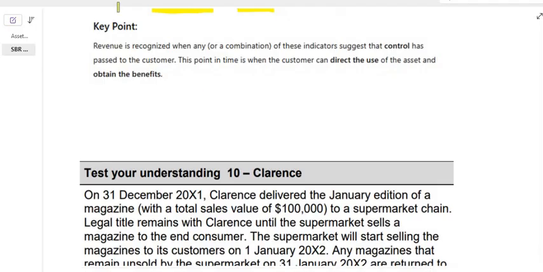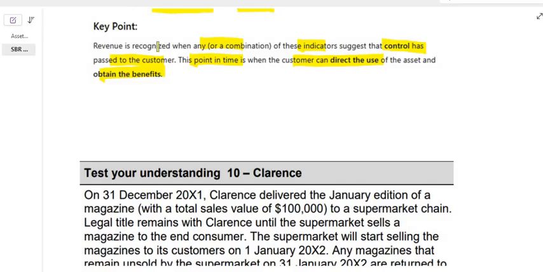Now the key point in this recognition at a point in time is that when any or a combination of these indicators suggests that the control has transferred, then the point in time is when the customer can direct the use of the asset and obtain its benefits. So you have to recognize the revenue using the point in time.